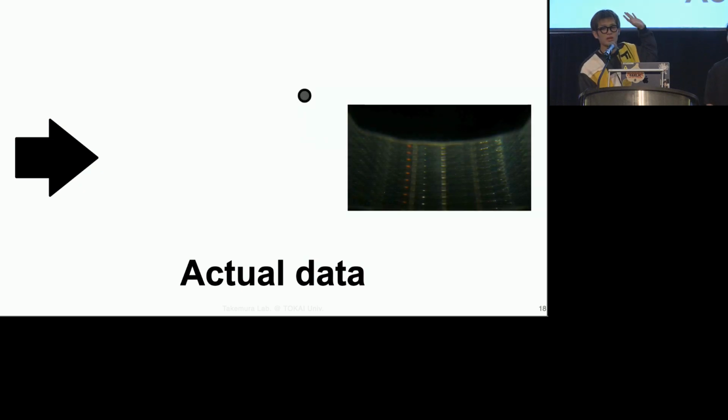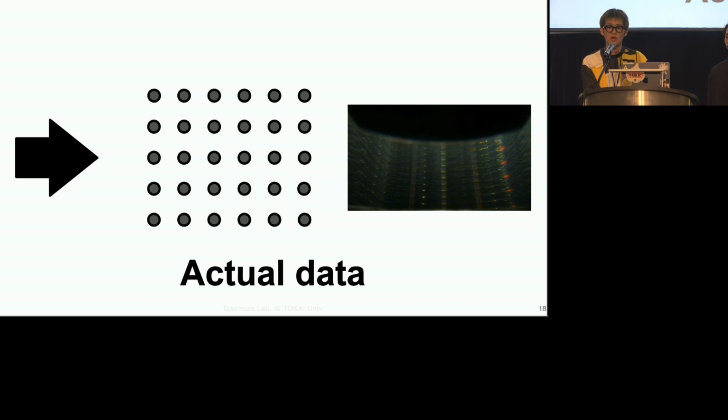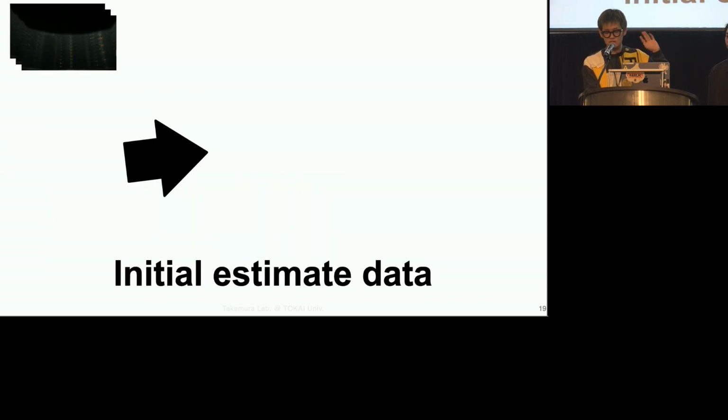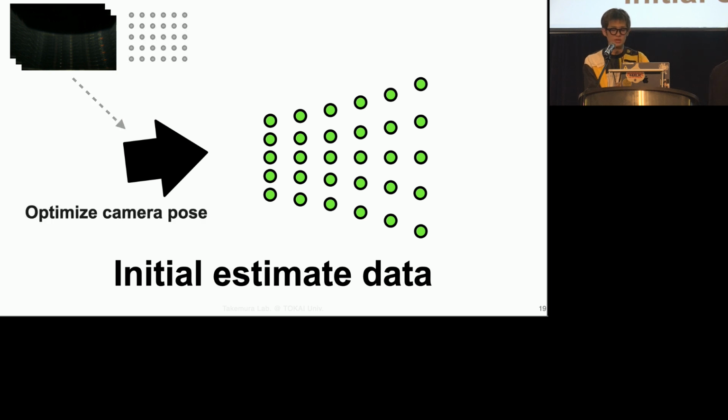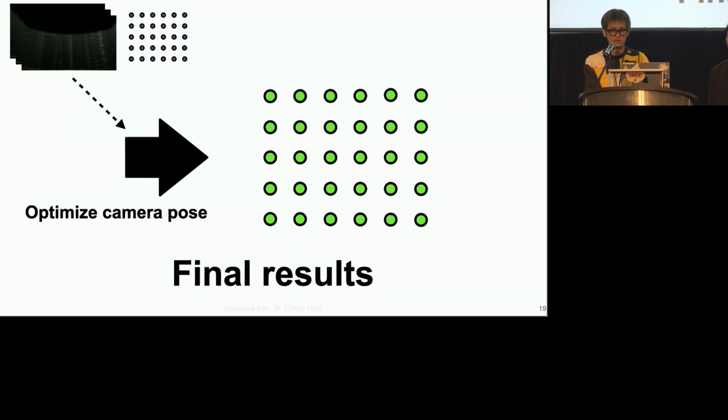This arrow is our device. We collected data using reference points and their corresponding contact images. By using these images, we estimate the touch position with an initial model and optimize the camera pose to minimize error related with the known reference points.